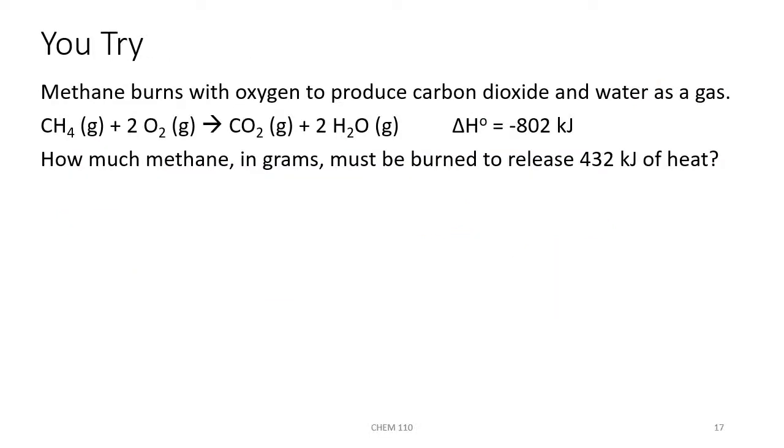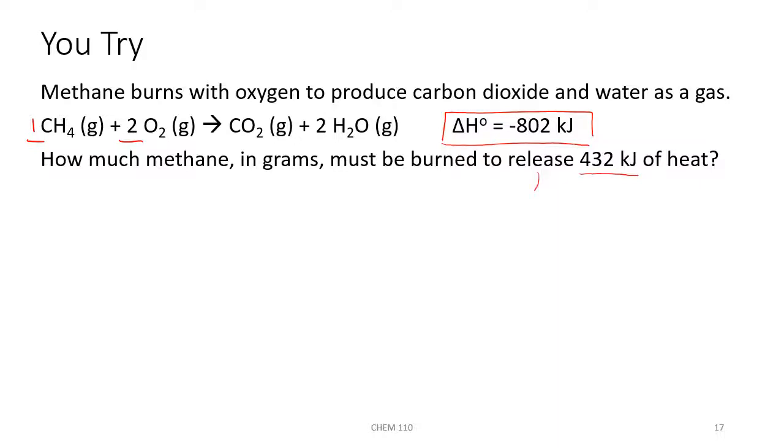Methane burns with oxygen to produce carbon dioxide and water as a gas. We have our balanced thermochemical equation, and when 1 mole of methane combines with 2 moles of oxygen, the amount of energy that's released is negative 802 kilojoules. How much methane in grams must be burned to release 432 kilojoules of heat?